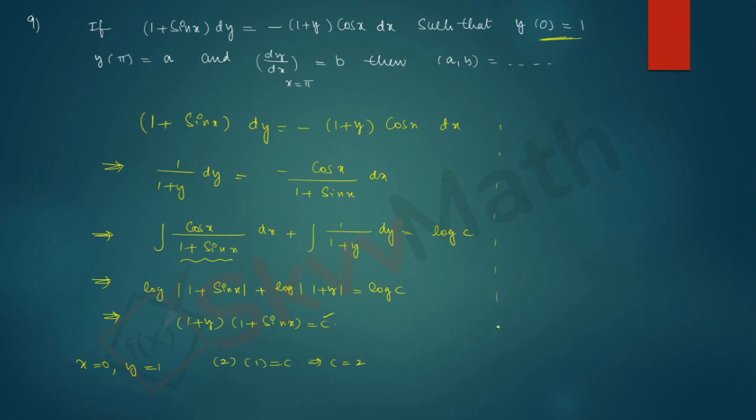Now after getting the value of c, we write the function: 1 plus y equals 2 by (1 plus sin x). And what is y then?